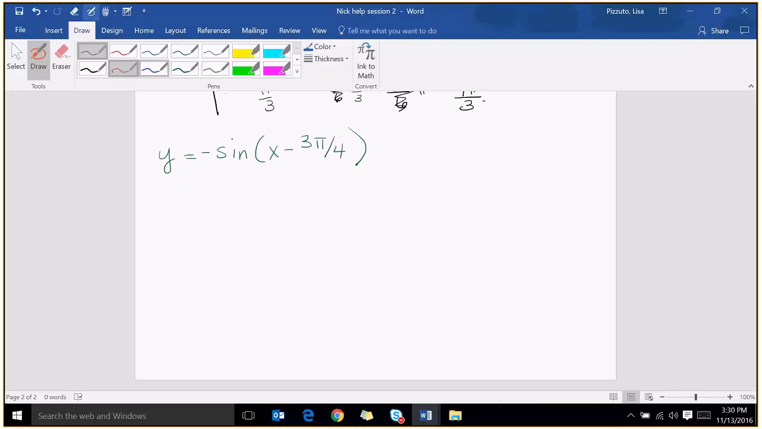Okay, so let's look at this one. I'm going to give you a second to figure out what all the critical information is: amplitude, period, vertical shift, and your phase shift. So you go ahead and figure out what all those are first. So amplitude's 1, right? Perfect. And then what does that negative in front of it tell us? That would be a reflection. Right.